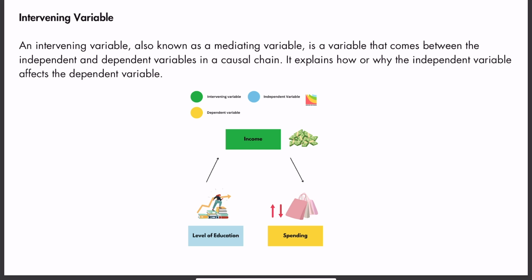Next we have intervening variable. An intervening variable is known as a mediating variable, or a variable that comes between the independent and the dependent variable in a causal chain. It explains how or why the independent variable affects the dependent variable. Let's take an example to understand this.